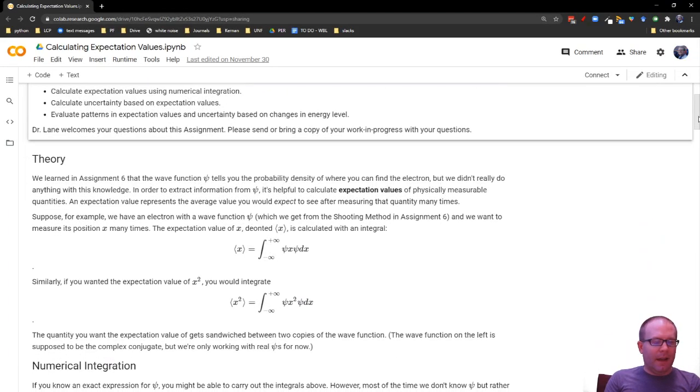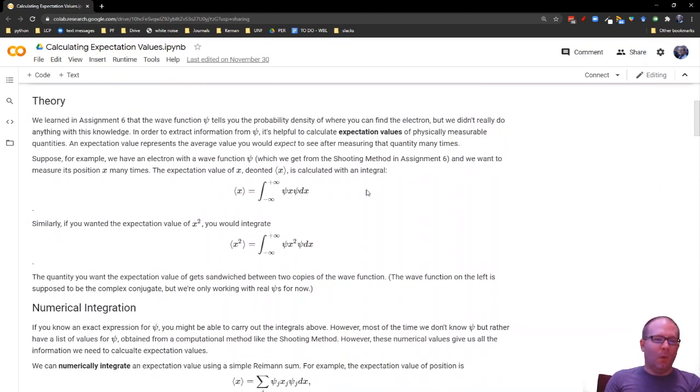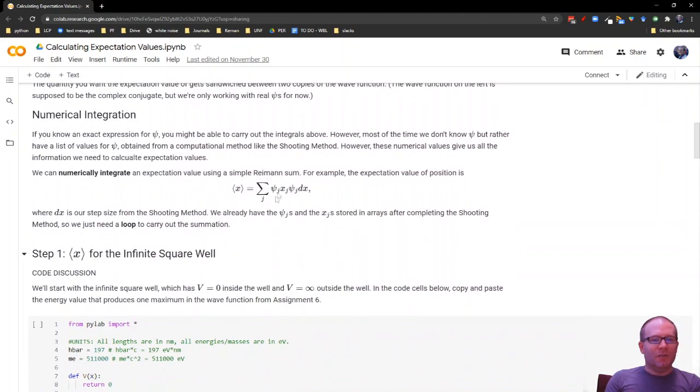So let's take a look at how this numerical integration works for the expectation values. At the beginning is a reminder of everything we talked about on the board. Here's our transformation to a Riemann sum, and here's how we actually do this.